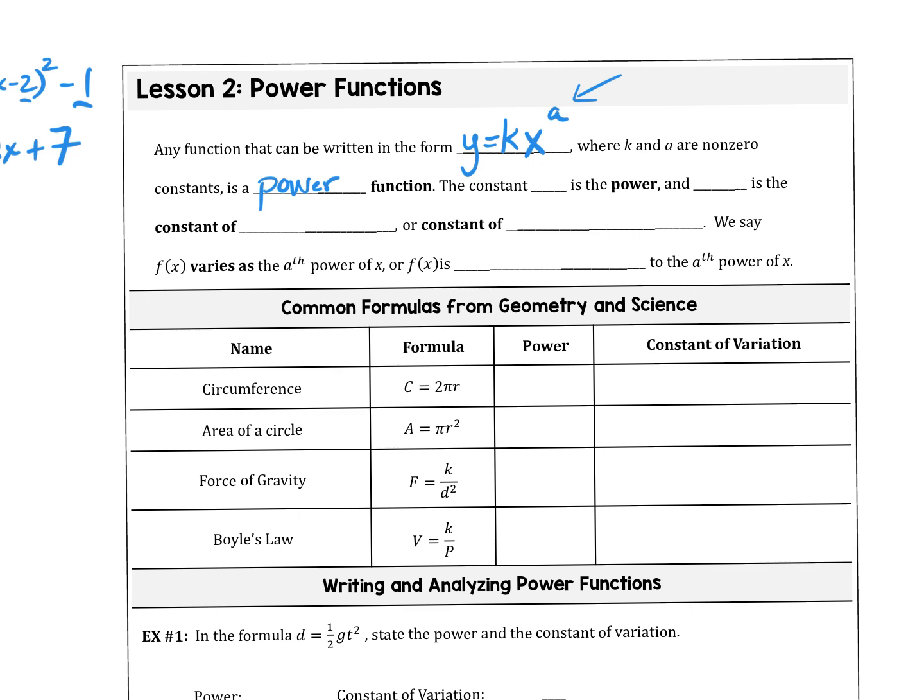The constant a is the power, and k is the constant of proportion, or the constant of variation. And guys, proportion and variation are kind of the same thing. They both mean fraction, don't they?